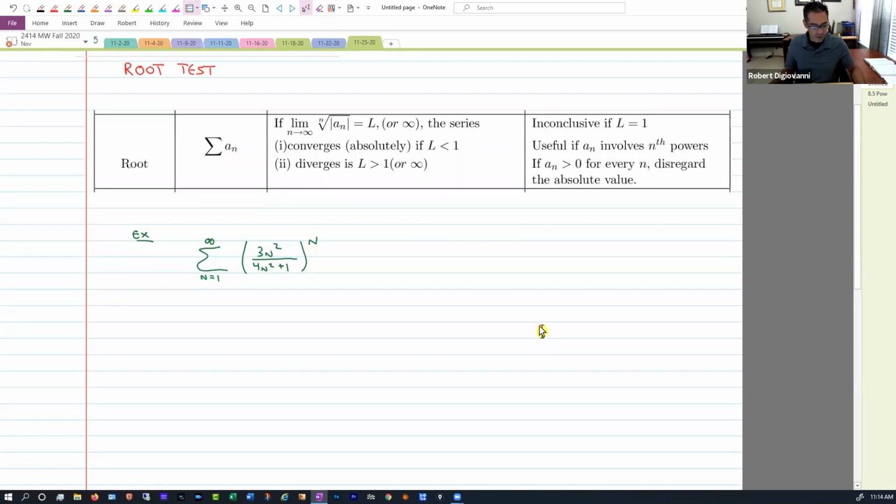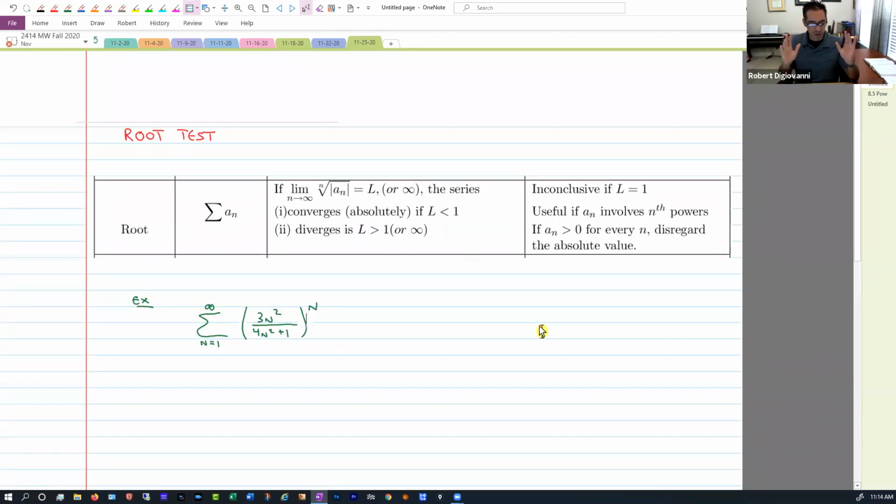So when you look at this, the thing that tips you off to use the root test is you've got some expression and the entire expression is raised to the nth power.